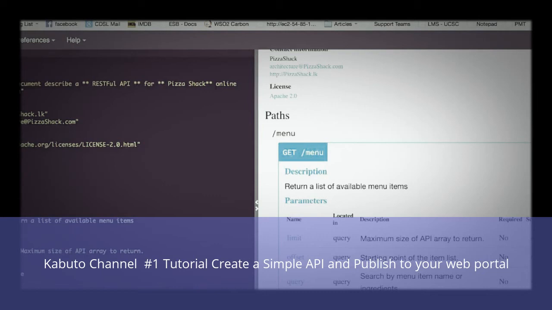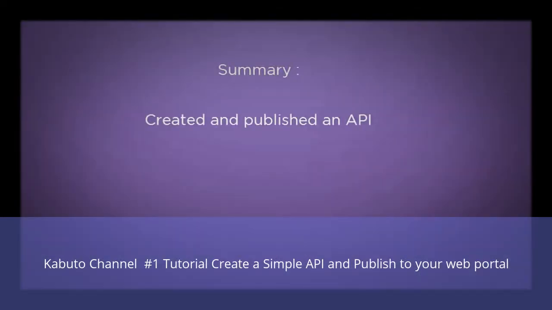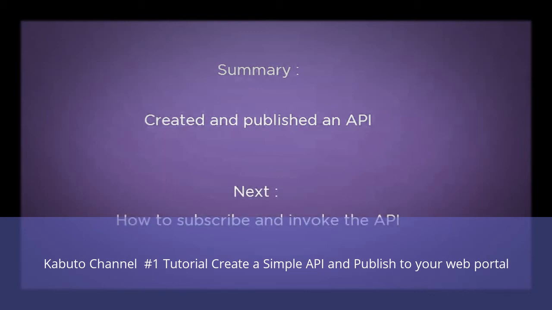So that's it on creating and publishing an API, and in the next tutorial we will look at how we can access this API from the API store and publish it to the outside world.